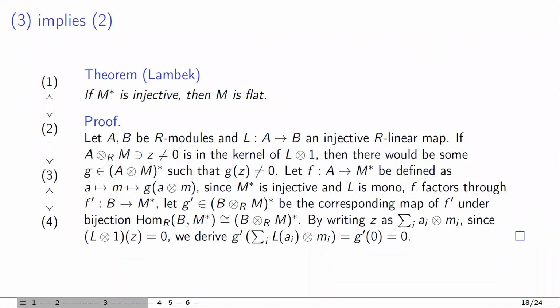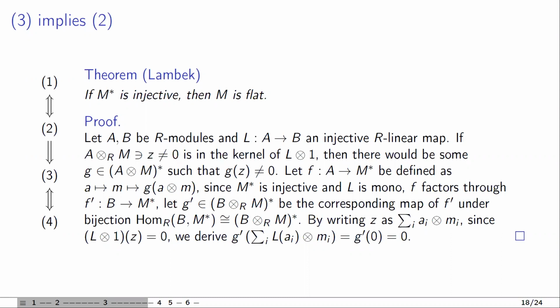So if L is an injective map, then L tensor 1 is an injective map. Now we consider: if A and B are two R-modules and L is an injective R-linear map, let's suppose the kernel of L tensor 1 is non-trivial. So z is some non-zero element that gets vanished. Then by one of the previous theorems or lemmas, there will be some character g of A tensor M such that g applied to z is non-zero, because we assume that z is non-zero.